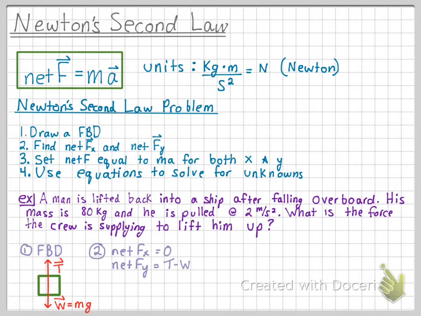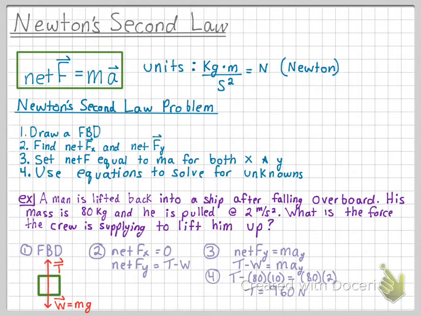The third step is to set this net force equation equal to the mass times the acceleration in the y direction. And the fourth step is to fill in the variables, and then we can solve for our unknown variable, which is tension. And we see that the tension is 960 newtons.